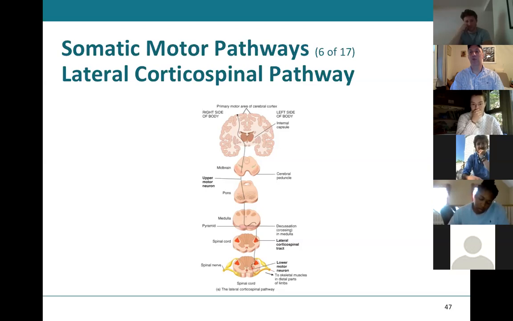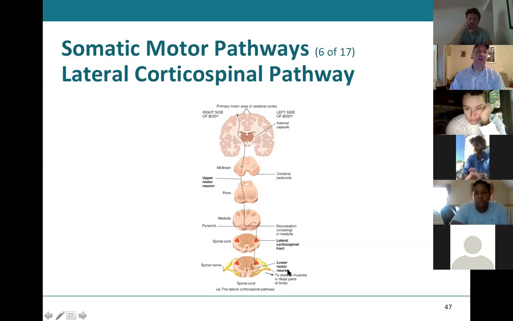Yeah, if that sounded really precise with all the correct adjectives in all the correct places, maybe you should pay attention to that. Where it's going to travel to, though, we really care about this piece. Lateral corticospinal pathway targets skeletal muscles in the distal parts of the limb.